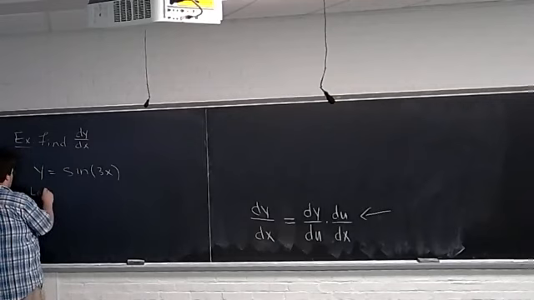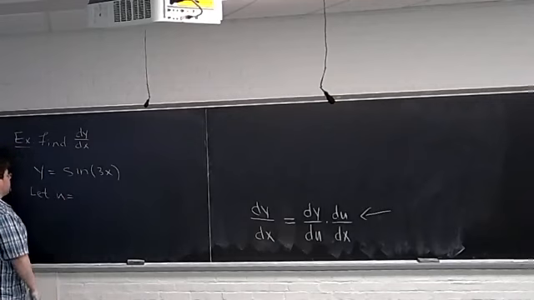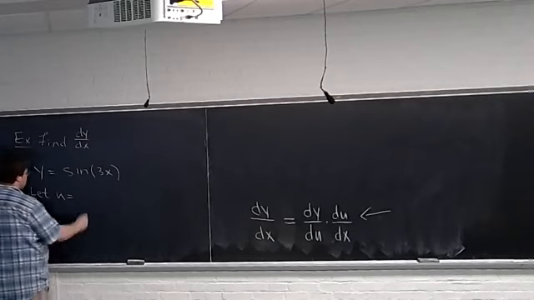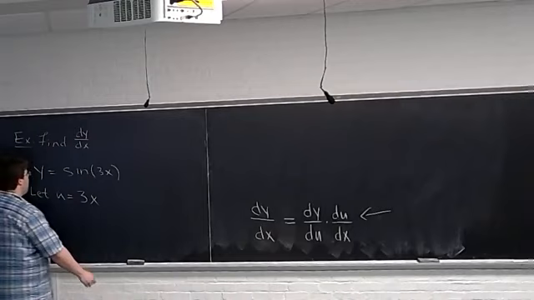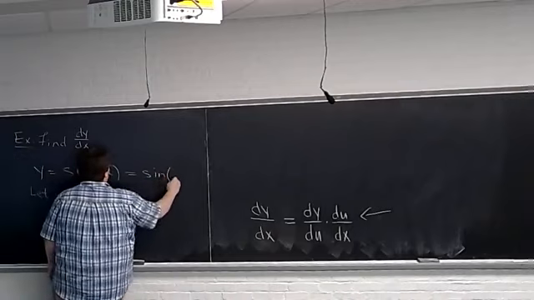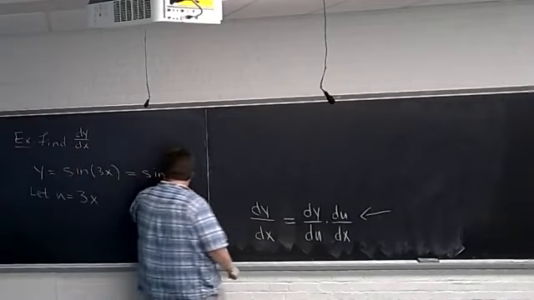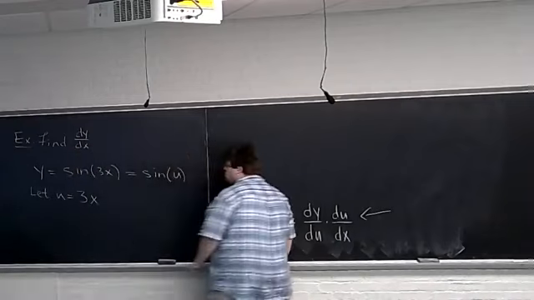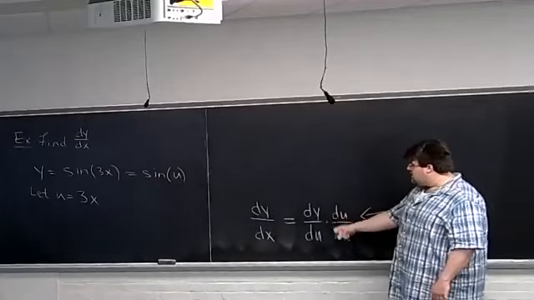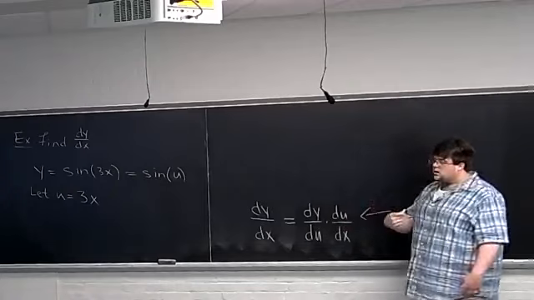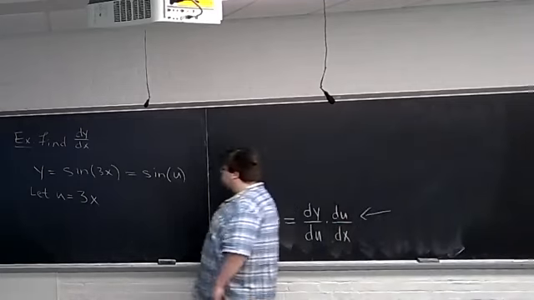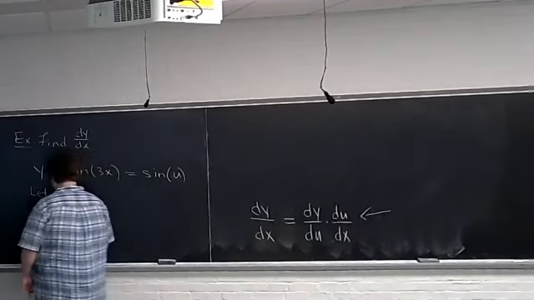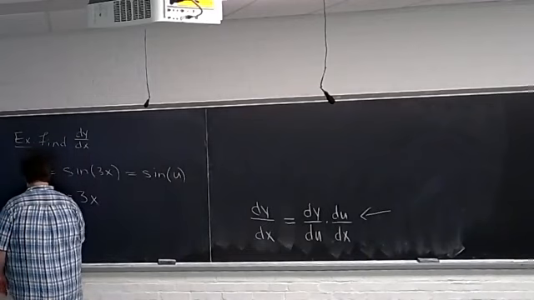Here, we know how to take the derivative of sine of just x, sine of a single variable. So we will let u be this 3x so that y is just sine of u. That's a u. So y is just sine of u. Now we can take dy du, we can take du dx using our derivative laws. So what is dy du?